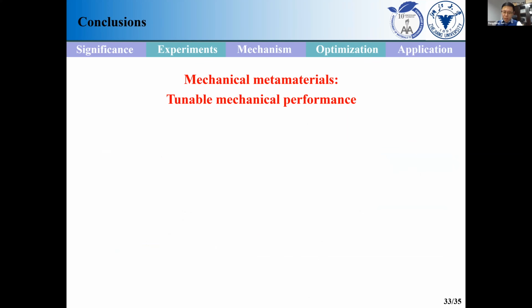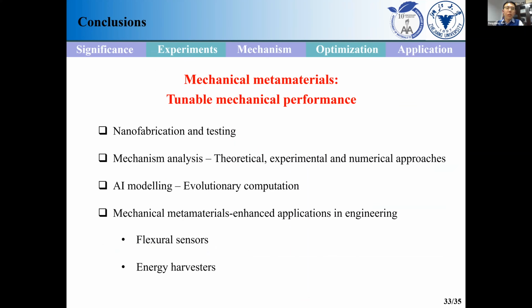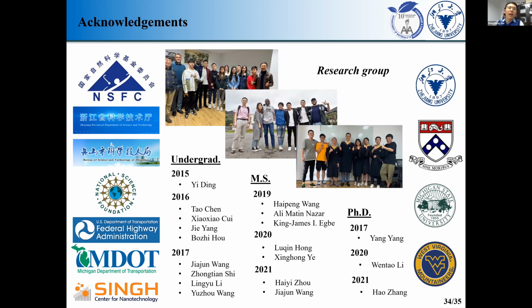And since I'm running out of time, let me give a really quick summary of what I talked about today. I talked about the mechanical nanomaterials with tunable mechanical performance, and nanoscale fabrication, calibration, and mechanical analysis. After that, I talked about artificial intelligence modeling using evolutionary computation, and two applications for sensing and energy harvesting. So with that, these are some acknowledgements to the funding sources and my students in my research group, and this is the end.